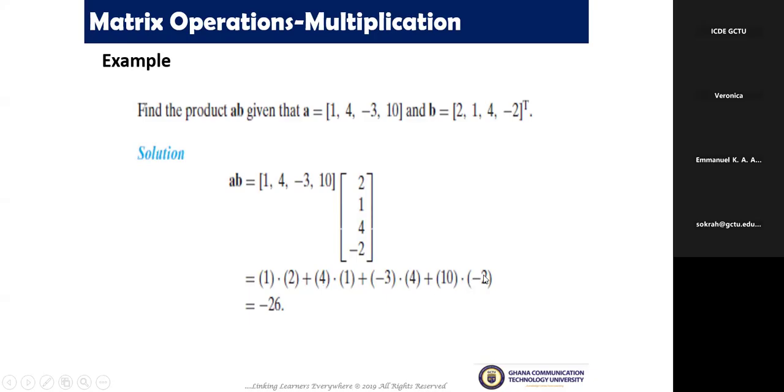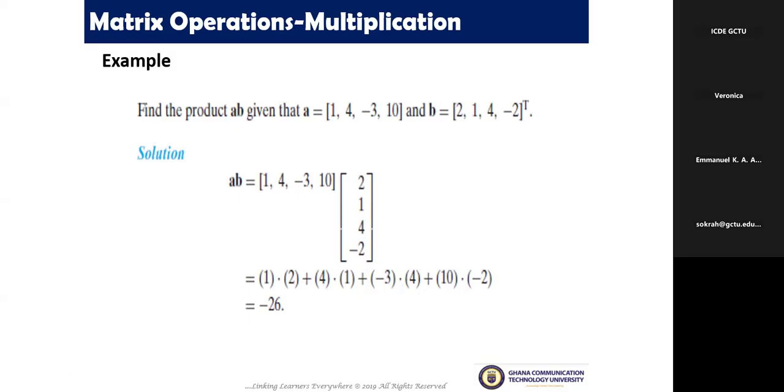-12 plus -20 will give you what? -32. Now, -32 plus +6. You owe 32 cedis, you go and pay 6 cedis. You still owe, you owe 26 cedis, so -26. So that is the result. So this is how we multiply matrices.